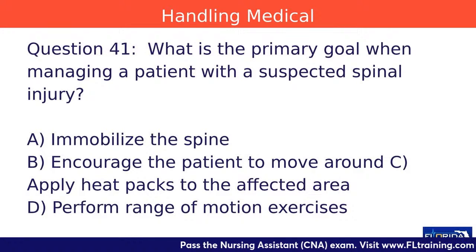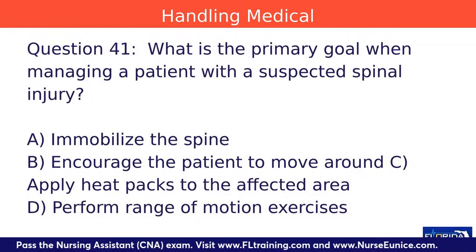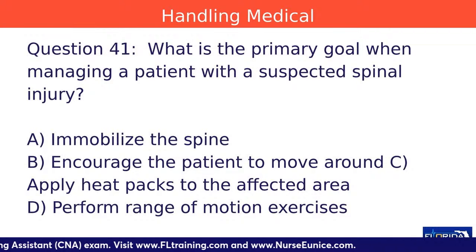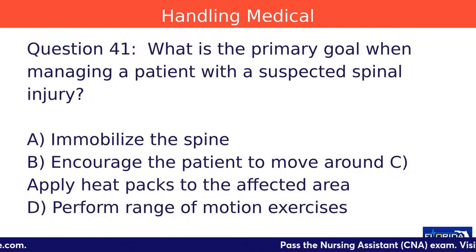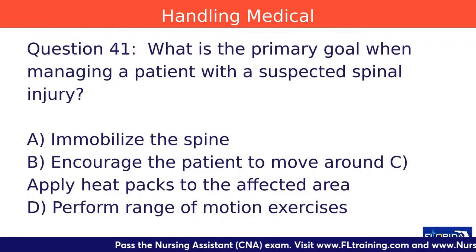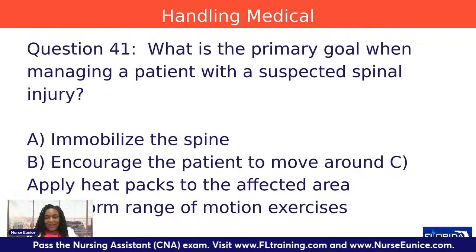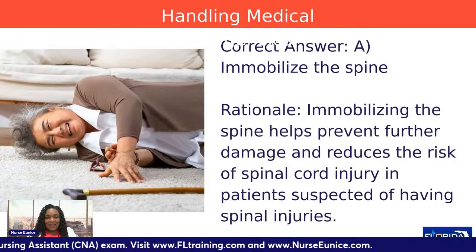41. What is the primary goal when managing a patient with a suspected spinal injury? A, immobilize the spine. B, encourage the patient to move around. C, apply heat packs to the affected area. Or D, perform range of motion exercises. Yes, Dana. Great job. Great job, Carla.